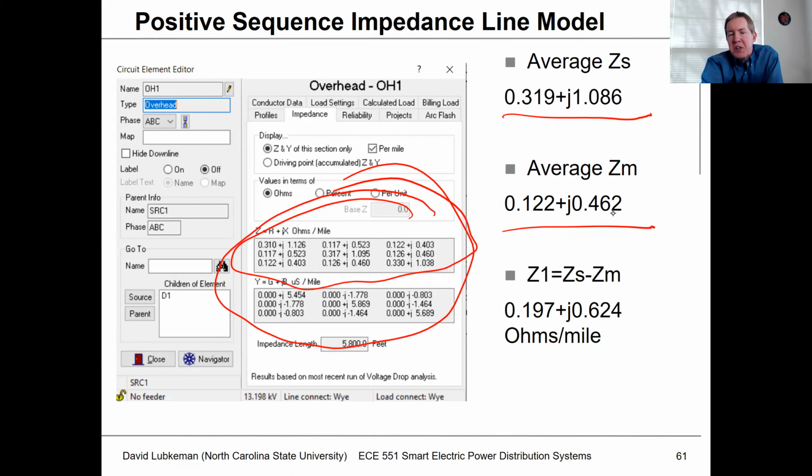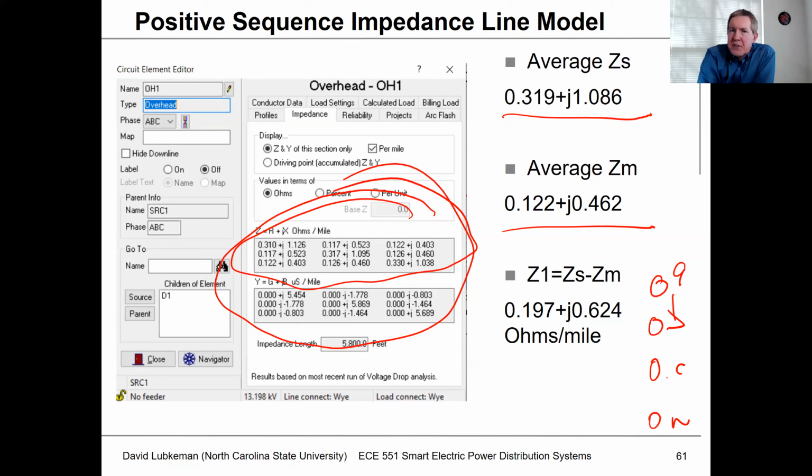So I'm assuming that this is actually balanced. In reality, this is not a balanced construction. They look at phases A, B, and C and the neutral. This is a vertical construction, so the self-impedances are not actually the same.